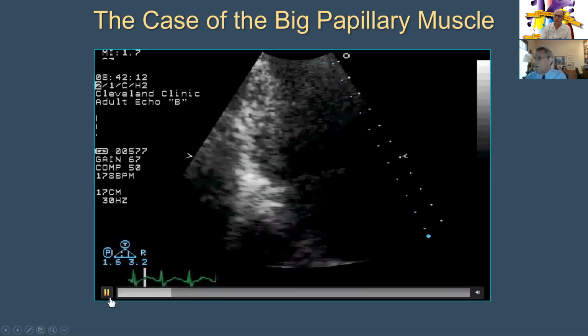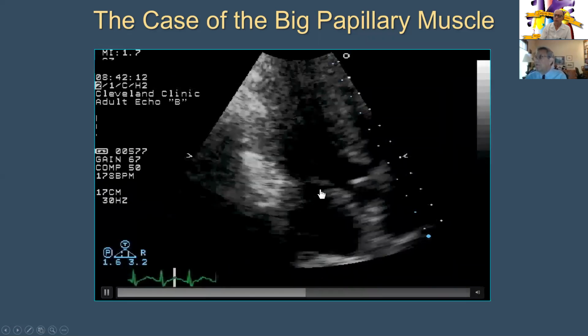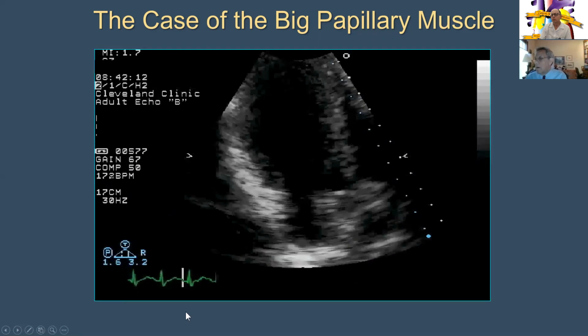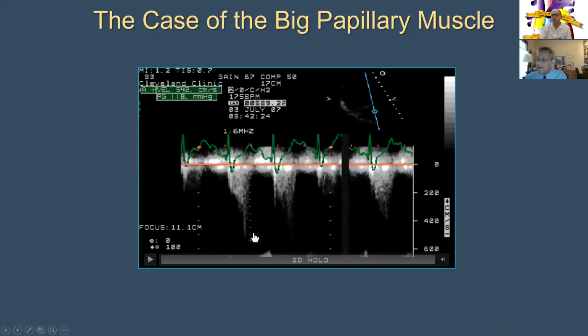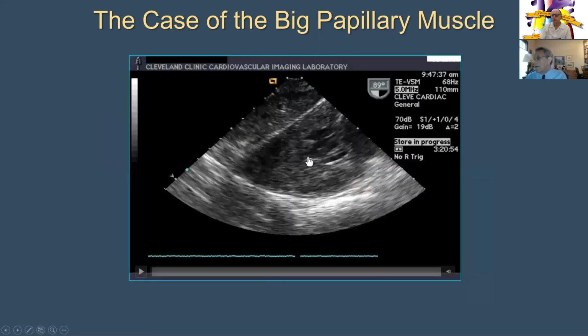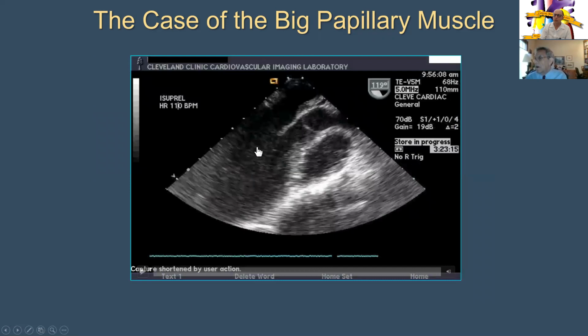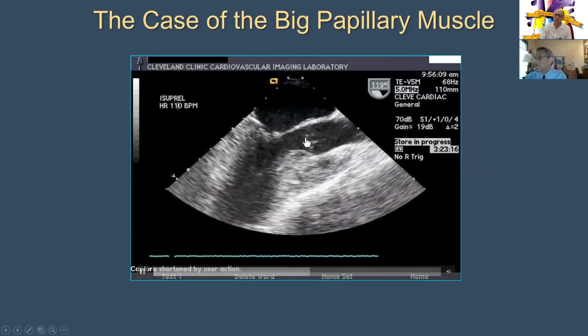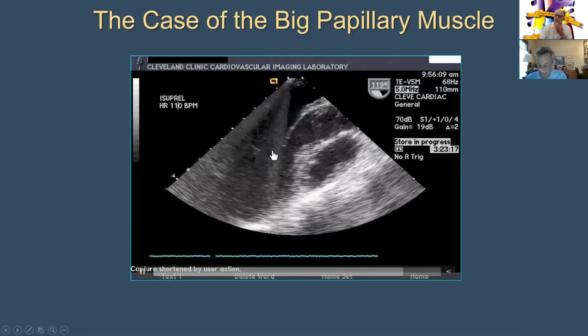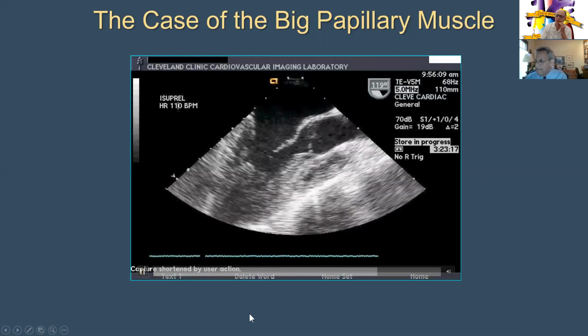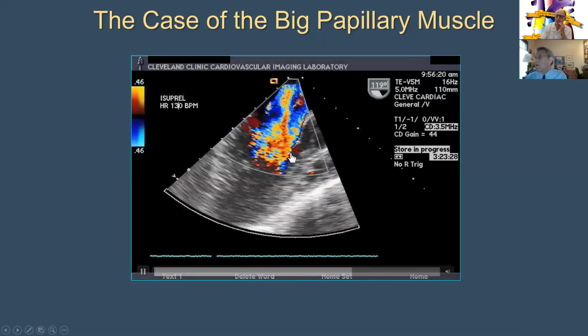Next, we did a stress echocardiogram, and he had developed severe systolic anterior motion. And the gradient was 118 millimeters of mercury. Next, we looked down further into the apex of the ventricle with transesophageal echo, and you'll notice the papillary muscle was quite large. Here, the patient was given isoproterenol, and he developed severe systolic anterior motion. And severe mitral regurgitation.